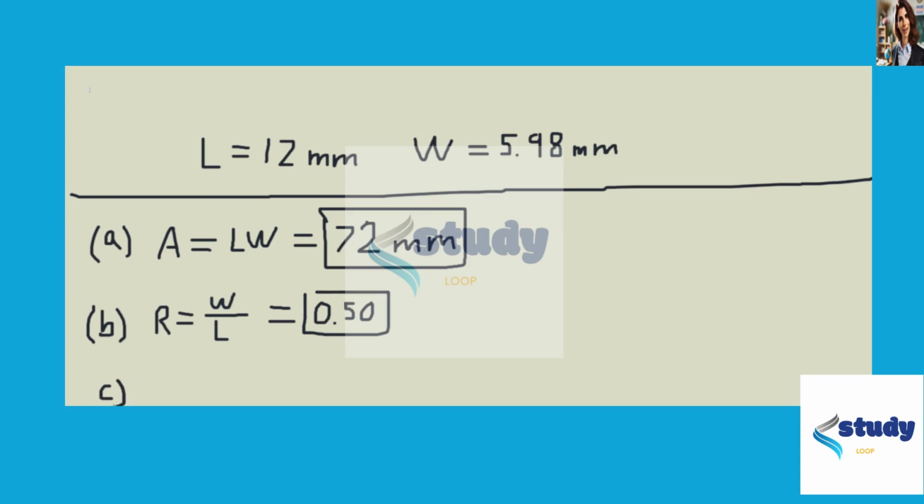Part C wants us to find the parameter of the rectangle. Parameter of the rectangle value, we're going to call this C, is equal to 2 times W plus L. Or W plus L plus L, but just 2 times W plus L will also work. And this comes out to equal 36 millimeters. We can box that in as our solution for C.